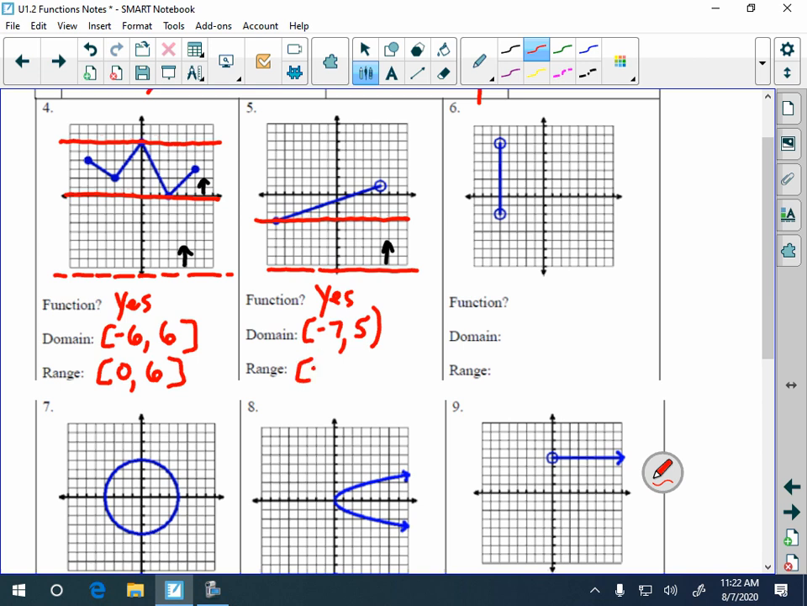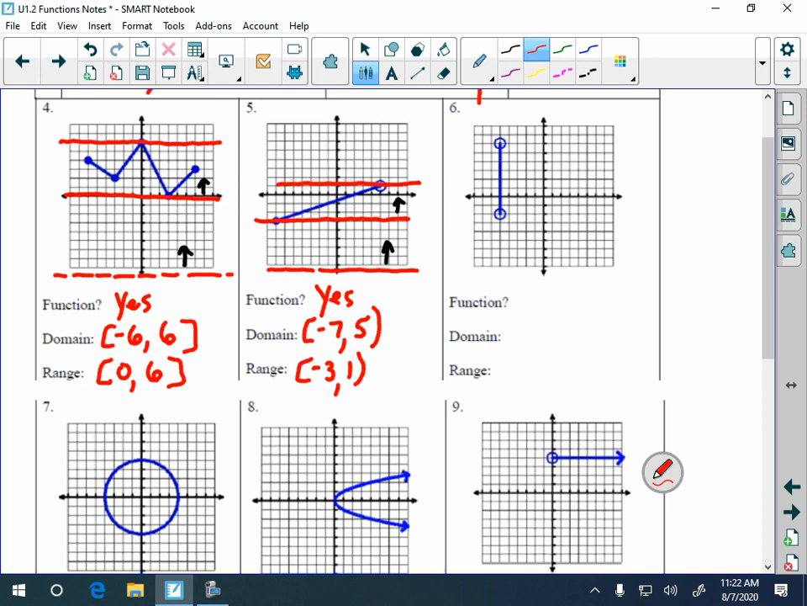So it's a bracket at negative 3, and then continue to slide it up. All right, and so it looks like the highest that we're going to go to is right there, and that's positive 1, and it has an open circle, so we're going to have a parenthesis.